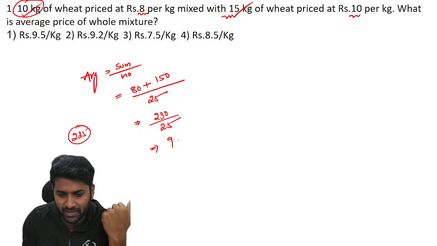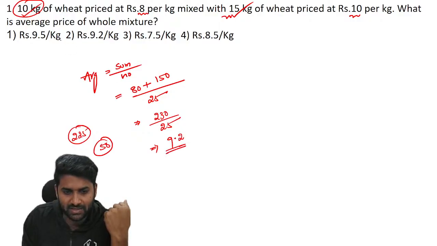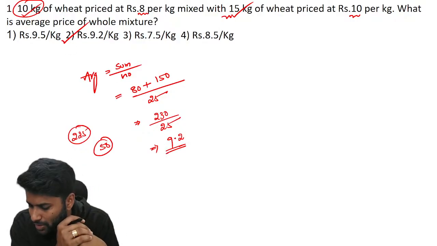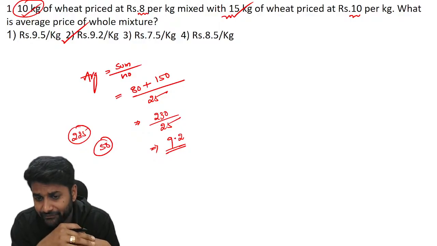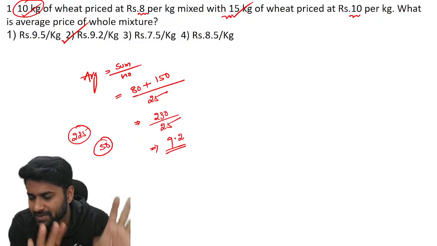Now we are left with 50. Let's take the decimal, then it becomes 50, and 25 becomes a 50. So it's exactly 2 times. Here the whole average weight is 9.2 kg. So when compared to the alligation method, this method is easy.